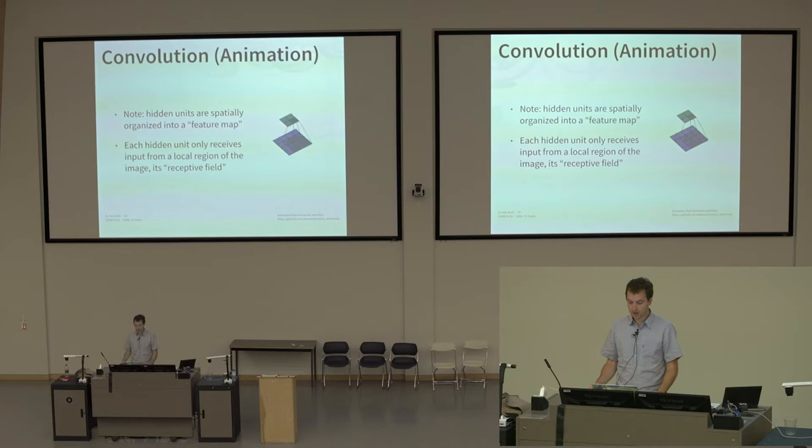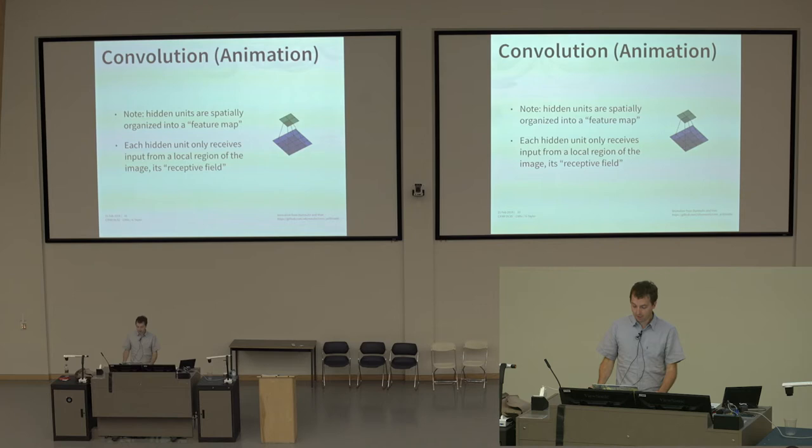Each hidden unit, as you're seeing here, only receives input from a local region of the image. That's what we referred to before as its receptive field. You see when the filter's applied here and we're getting the response for, say, this unit in the upper left corner, its receptive field is only this 3x3 top left region of the image. It's not the whole image, as we saw in the fully connected examples that we did before.